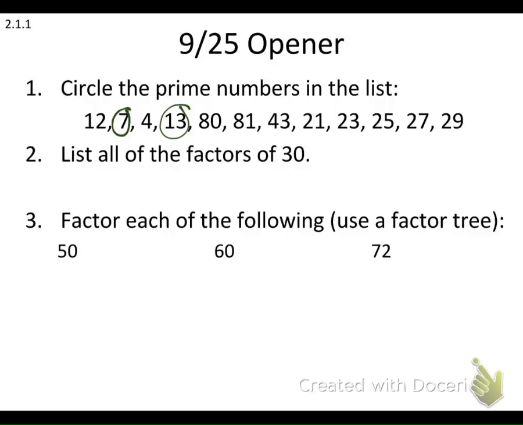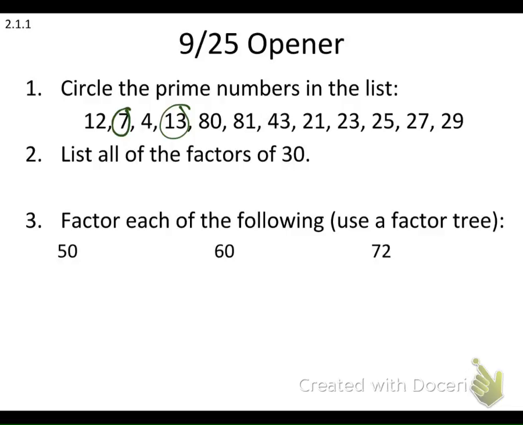It would be 81. Not 81, 80. Let's think of some factors of 81. What times what will get you 81? 9 times 9. So right there, 1, 81, 9, and 9. So it automatically has more than two factors, so it's composite.